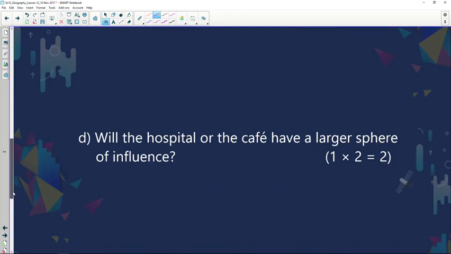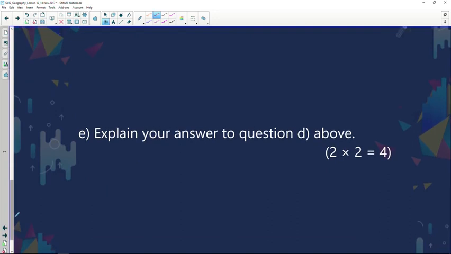Will the hospital or the cafe have a larger sphere of influence? Obviously, the hospital will have a much bigger sphere of influence, because people are much more willing to travel further if they're diagnosed with a sickness or they need medical care. And there are only certain doctors who specialize in that type of treatment. The cafe's sphere of influence is going to be much smaller. People from the surrounding area will come and visit the cafe. People are not willing to travel a great distance just to have a sandwich or a cool drink at the cafe. Now, the explanation of your answer I've just done above.